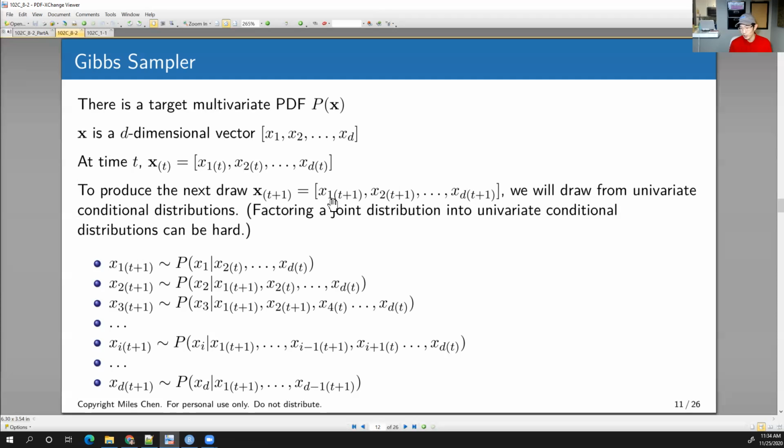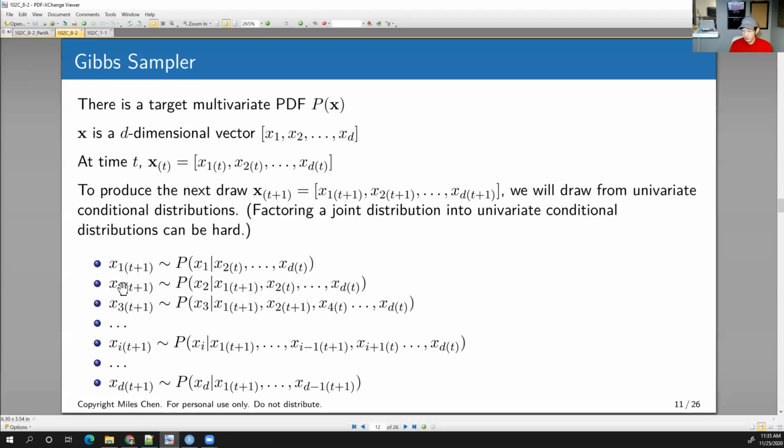So we set up a univariate distribution, and we have to be able to factor the joint distribution of all the terms into a whole bunch of univariate conditional distributions. We're going to have distributions of one variable at a time, which have been conditioned on basically all of the other values. And so for the first term, x1 at time t plus 1 will come from the conditional probability distribution of x1 given all of the other values, which will be x2 at time t all the way up through xd at time t.